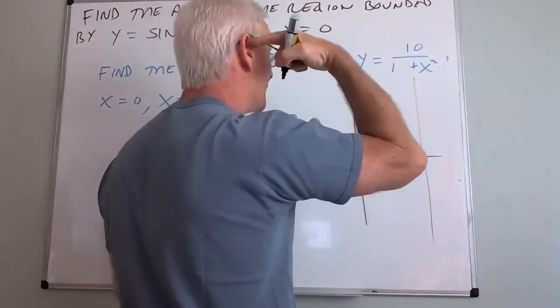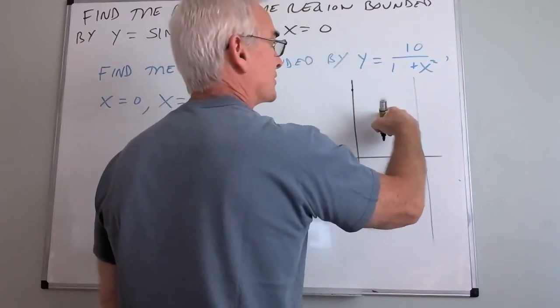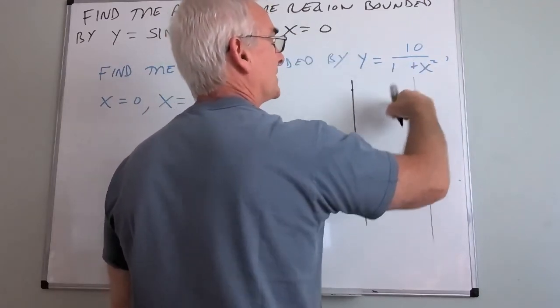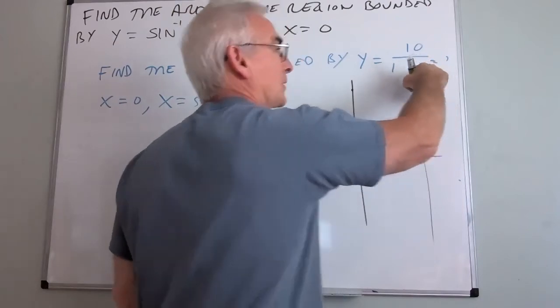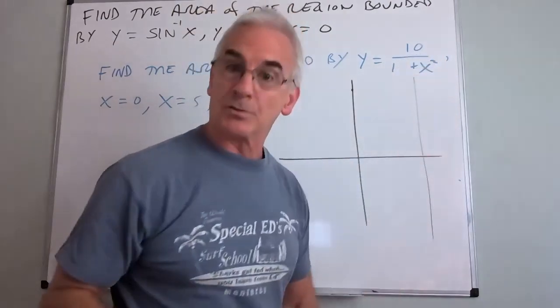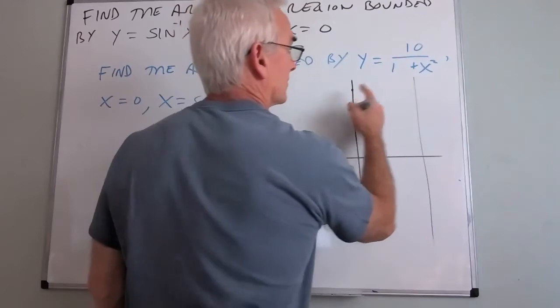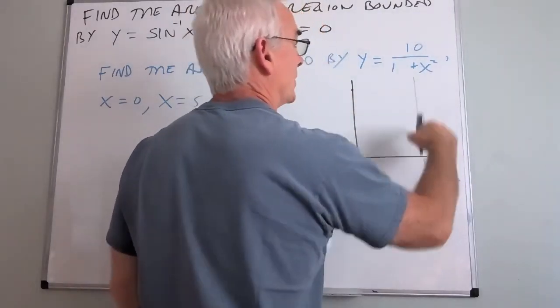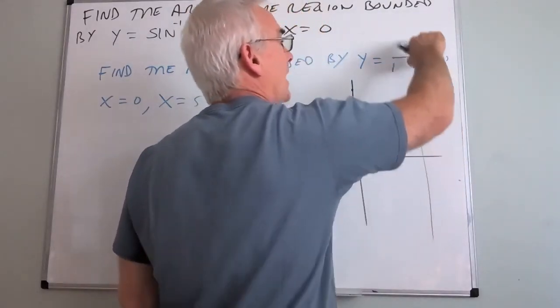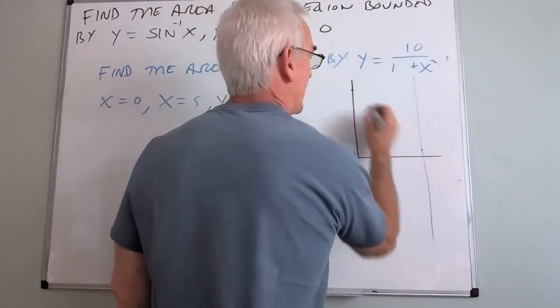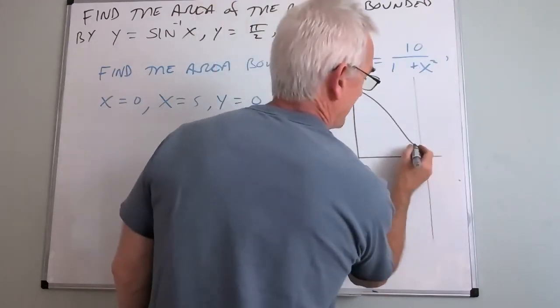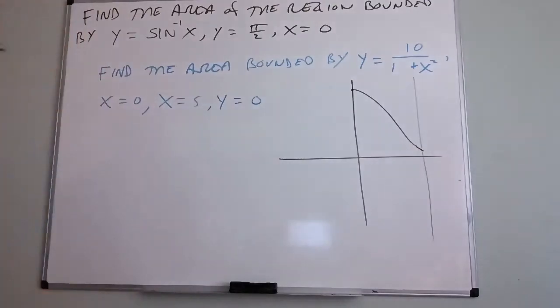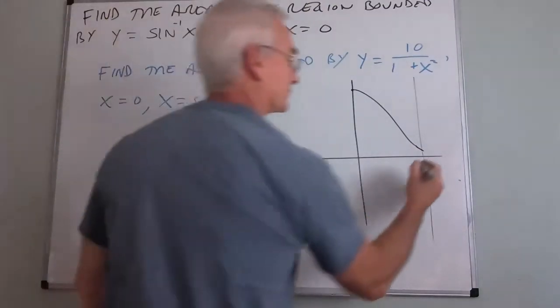When X is 1, Y is 5. When X is 2, Y is, oh, I see what's happening. As X gets bigger and bigger, Y is going to get smaller and smaller. It's never going to come all the way down. So when X is 5, Y is 10 over 26, maybe about here. So what's going to happen is going to look kind of like that. Not really exciting.